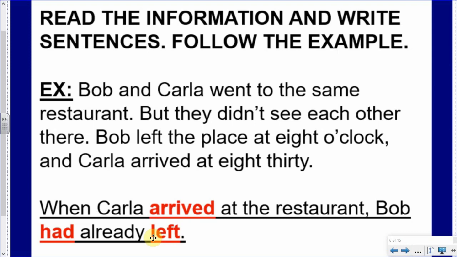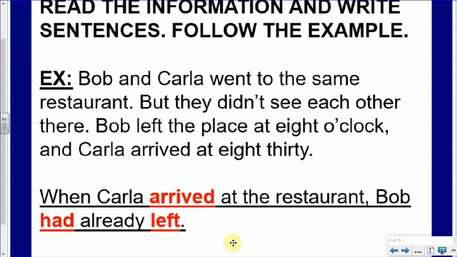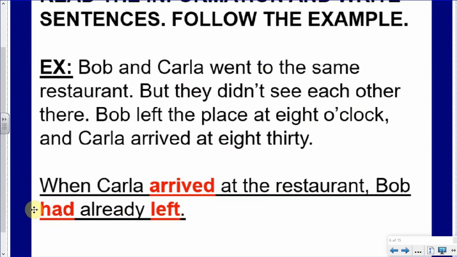So we have the example of Bob and Carla went to the same restaurant. Okay, it's past simple. But they didn't see each other there. Bob left the place at 8 o'clock and Carla arrived at 8:30. Okay, so according to this information here, we can make a past perfect sentence as follows. When Carla arrived at the restaurant, Bob had already left. So this is one sentence which represents the information here.